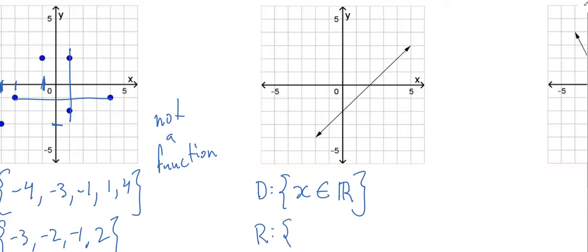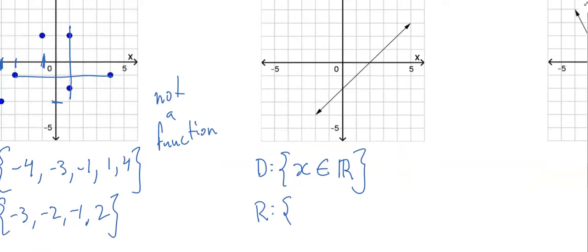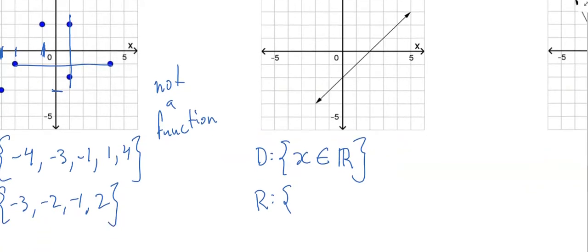Okay? And same thing for range. What do we ask ourselves? We ask ourselves, what are the possible y values? Are there any y values that this won't be? What are the possible y values? What do you think? Yeah, y can be anything. Okay, so y is an element of the real numbers.